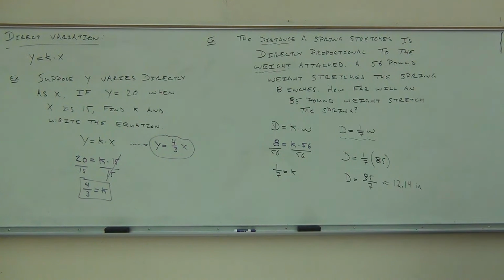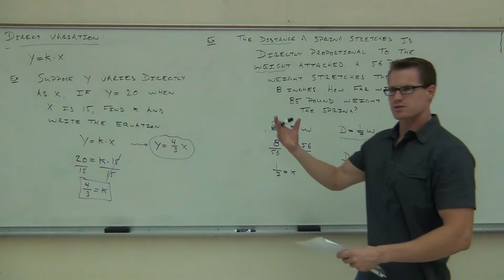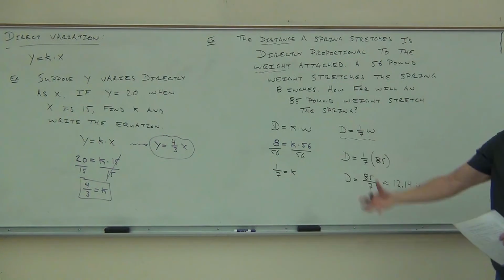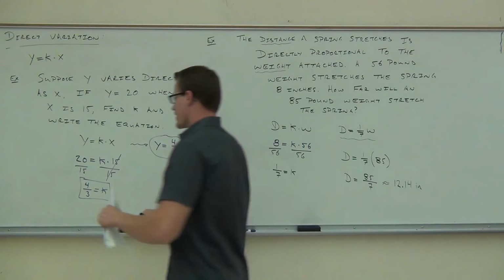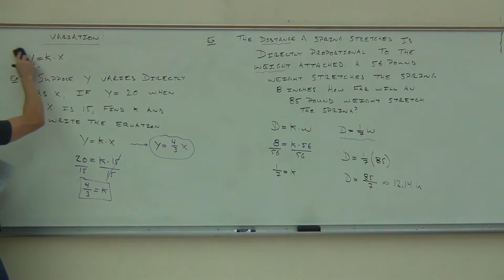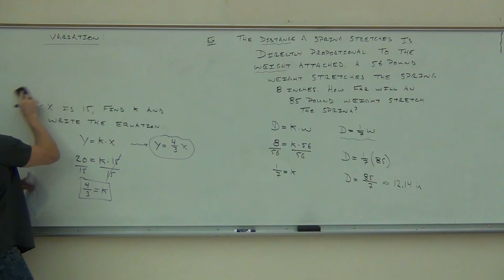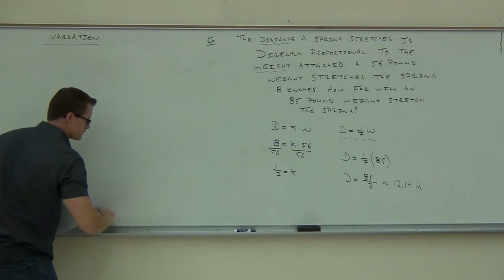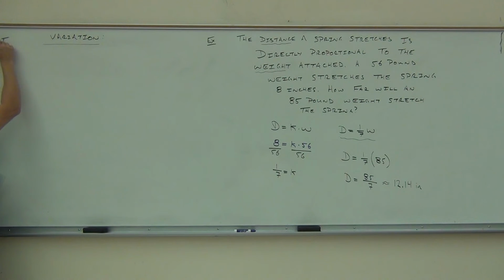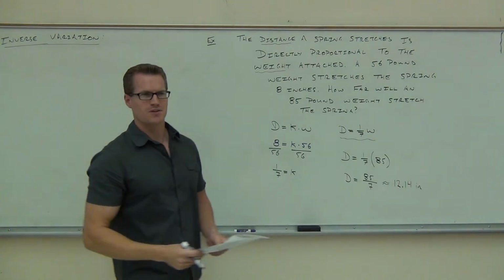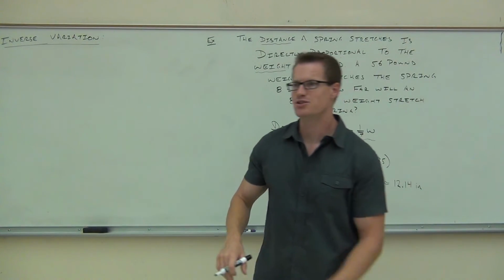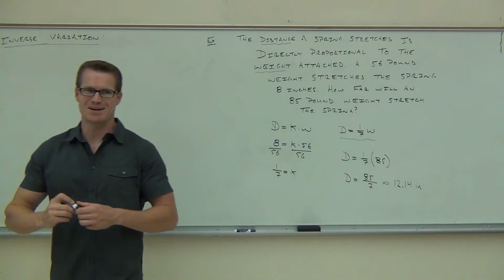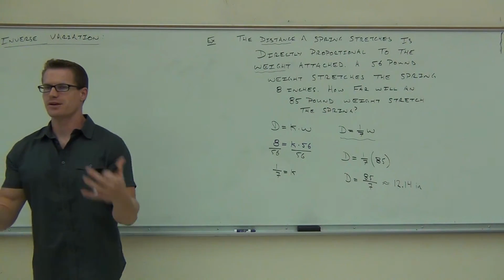We got direct variation. Direct means as one thing goes up, another thing goes up. As the weight goes up, the stretch goes up. There is another type of variation we have to talk about though. Specifically, we're going to talk about inverse variation. What do you suppose inverse variation means, since we just talked about direct variation? The opposite. Yeah, it's the opposite. If one thing goes up, the other thing goes down.